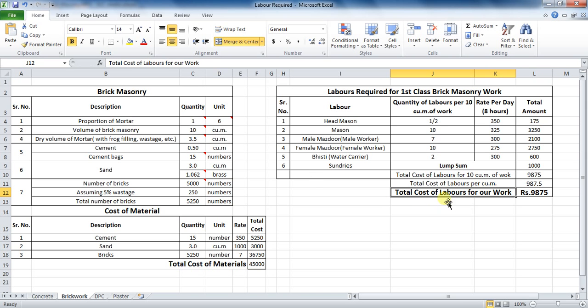The last part is to calculate the total cost of labors for our work, that is for the quantity of our work. In this case, the quantity of brickwork is 10 cubic meter. So the formula will be cost of labors per cubic meter multiplied by the volume or quantity of work. So the formula in Excel will be cell L11 into cell C5, which comes to be rupees 9875. In this way, you can calculate the quantity of labors required for the brick masonry work in Microsoft Excel.